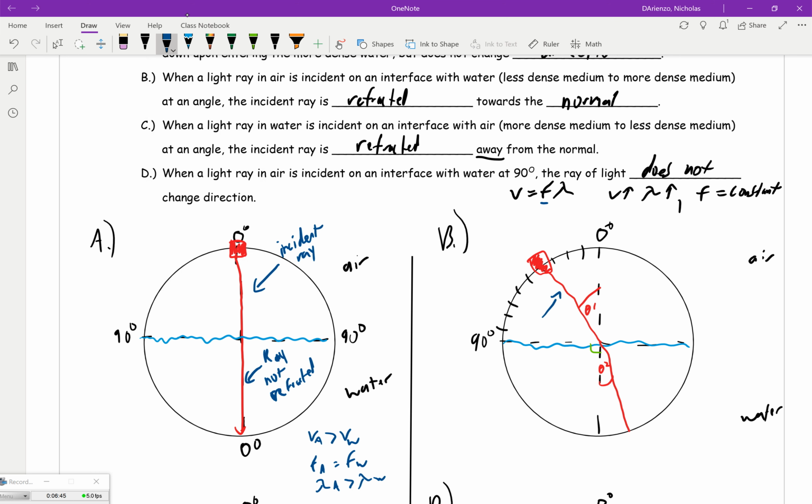So again, this is our incident ray originating in our air medium. And this is the refracted ray. And this is a smaller angle than the incident ray.